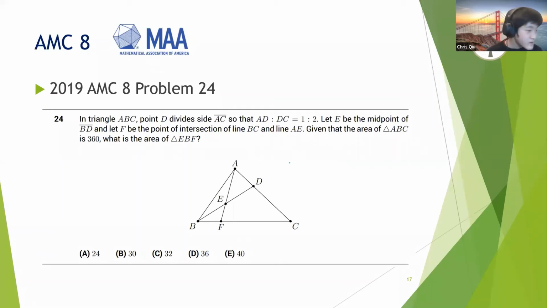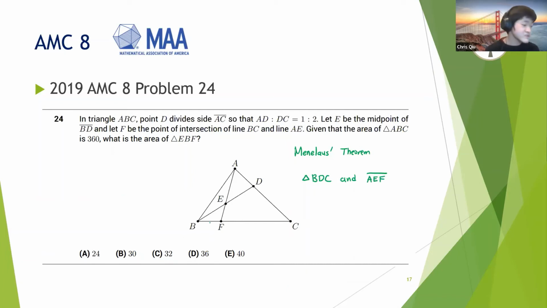So in this problem, we're going to use Menelaus' theorem on triangle BDC and a transversal. A transversal is a line that passes through other lines. So in this case, we're going to use the transversal AEF.